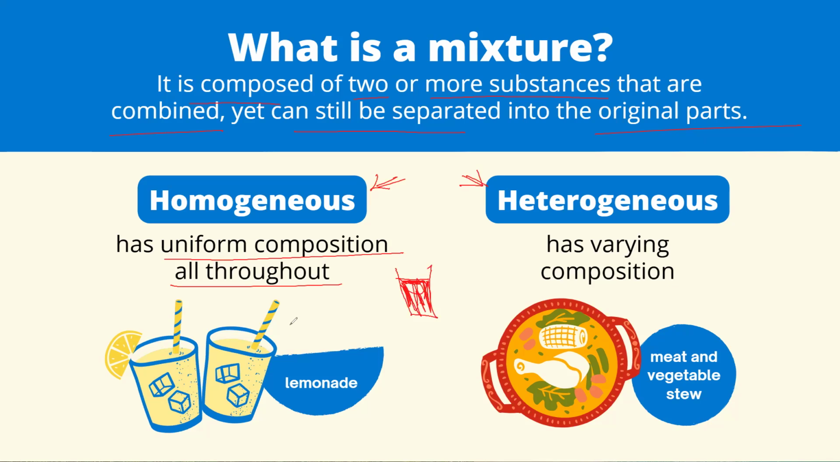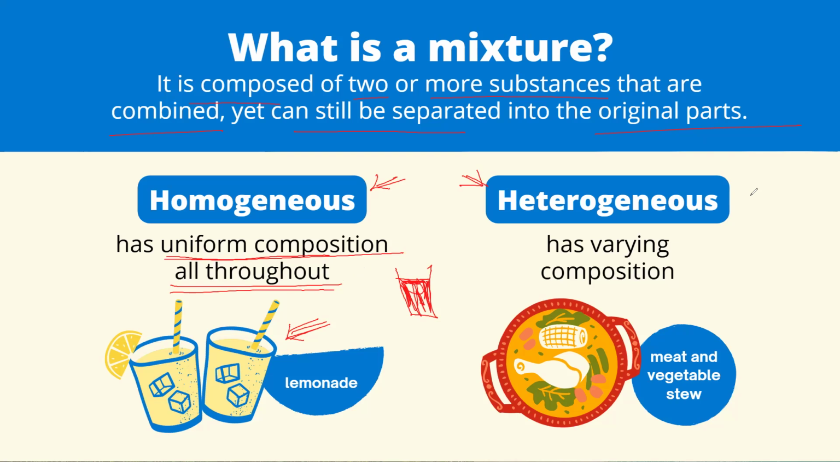So a very good example is lemonade. Do you know what lemonade is? Yes, sir. Beautiful. And you know that lemonade is not just made of one substance. Is that correct? Yes, sir. There are different things that are combined together in order to make lemonade. But when you look at lemonade at first glance, there is just one uniform color all throughout the entire cup. Is that correct? Yes, sir. Good. That's a homogeneous mixture. It has a uniform composition all throughout. Throughout the structure, the composition is the same.